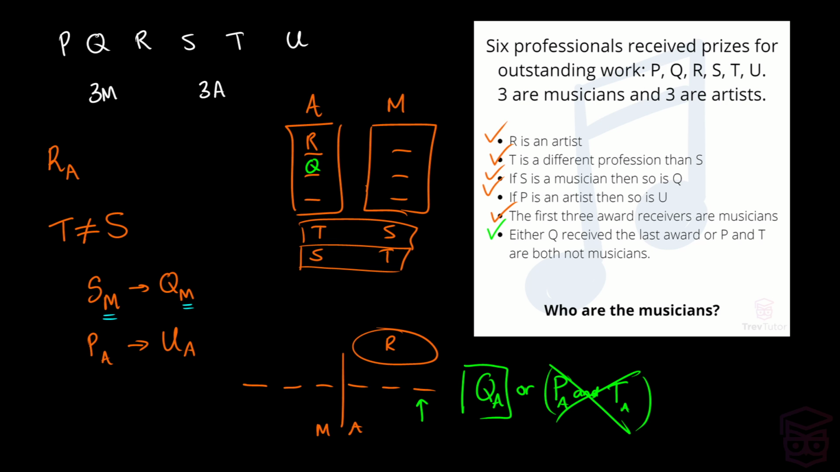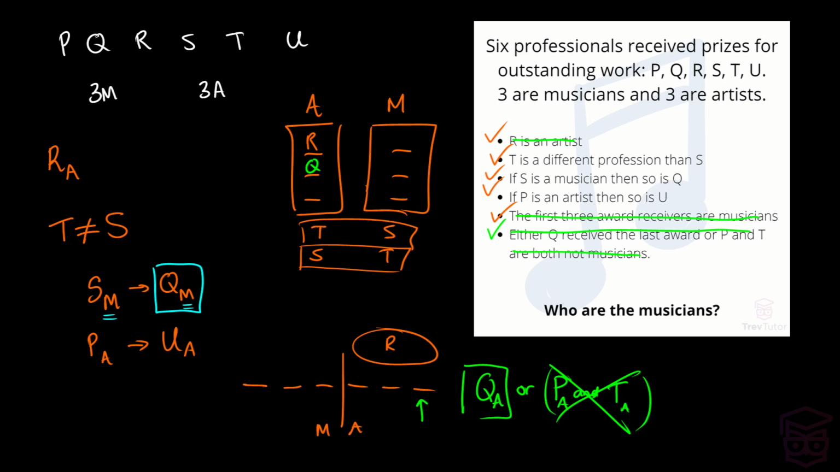Okay, so R and Q are artists. Now, what can we use from this information? I mean, this clue is completely done. And there's a lot of stuff going on here, so let's just cross that out completely. Right, R is an artist, let's get rid of that completely, and the first 3 award receivers are musicians. Okay. So, we could do some hypotheticals, or what we see is information about Q being a musician.